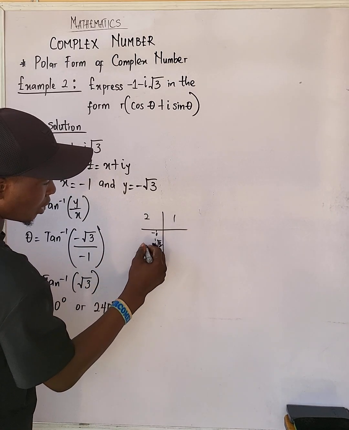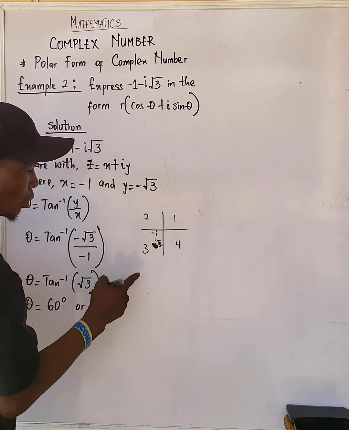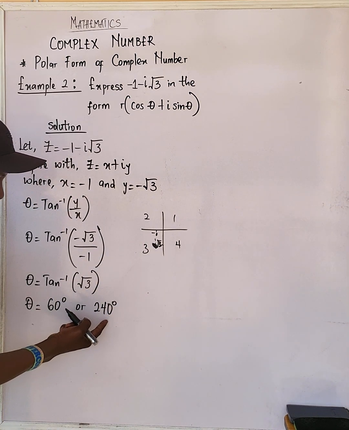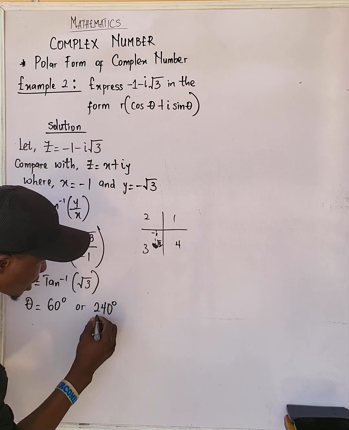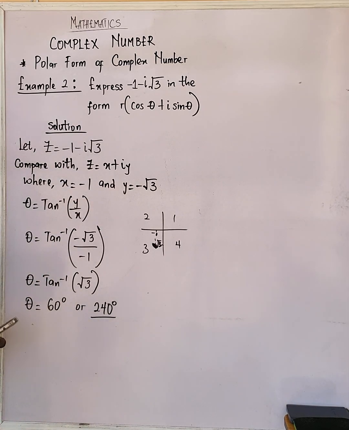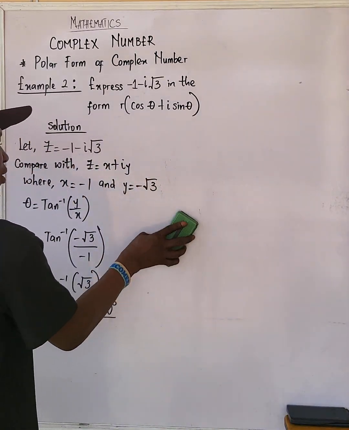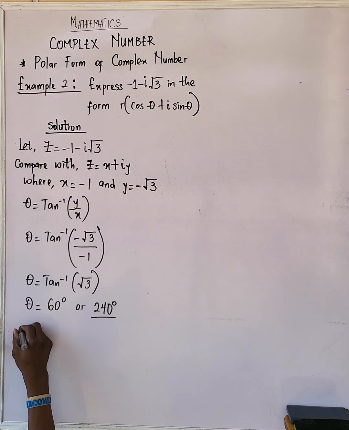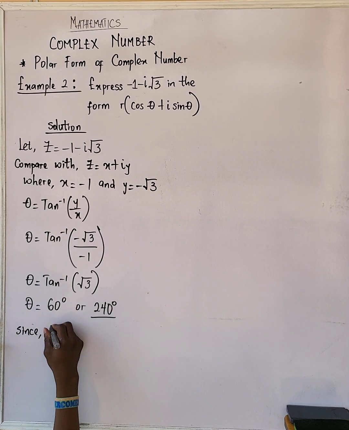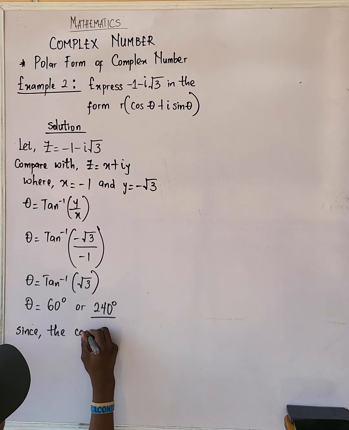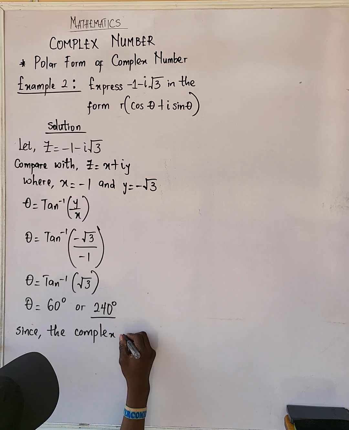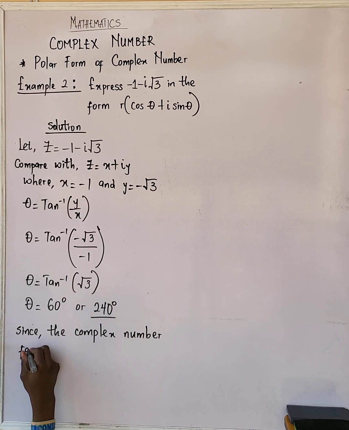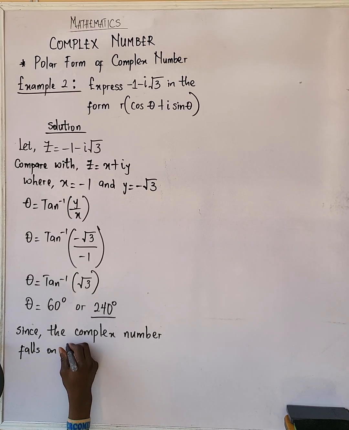This is the first, this is the second, this is the third, this is the fourth quadrant. Where do you think they meet? They meet on the third quadrant. So what falls on the third quadrant? That's 240 degrees. So I'm picking this. Do you understand what we just did now? So it is the value of x and y that will tell you which answer you have to pick for theta here. So what will you just do? You now say since the complex number falls on the third quadrant.